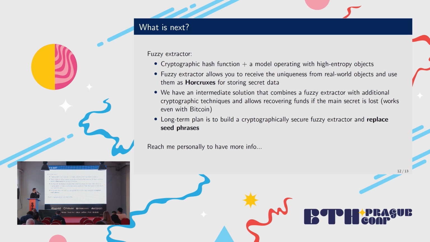We have some intermediate solutions that don't compromise the security for access to your account, but at the same time, you cannot build a fuzzy extractor with, for example, 128-bit security. But we are additionally applying other cryptographic methods to have this 128-bit security. And the long-term plan is that people shouldn't remember seed phrases. If you have a secure method of deriving the key materials from any object you know, it means you cannot lose access to your account.